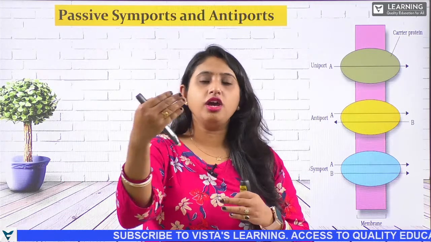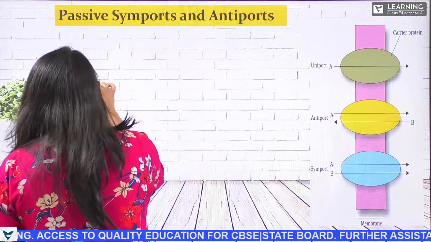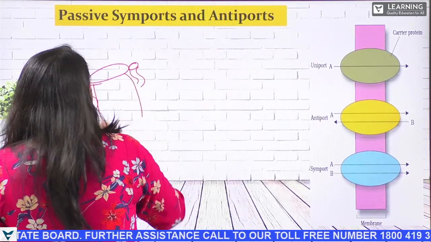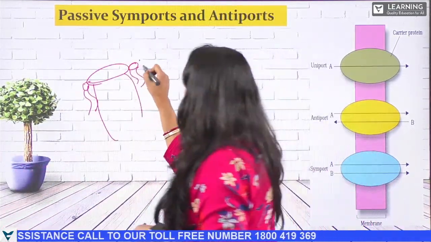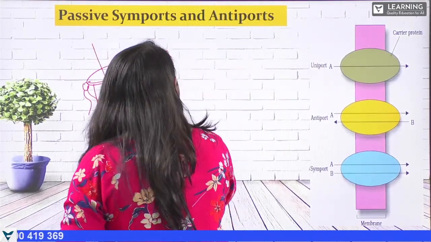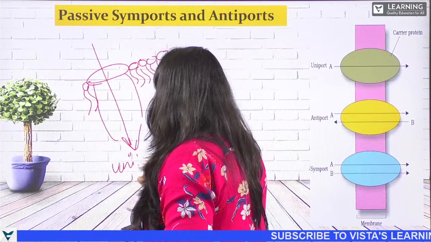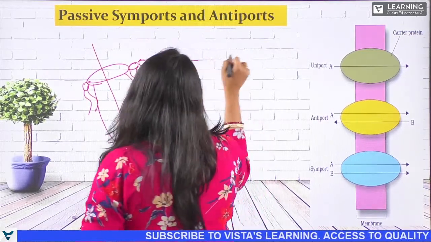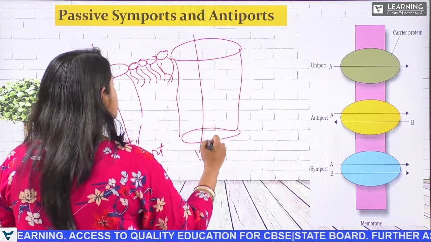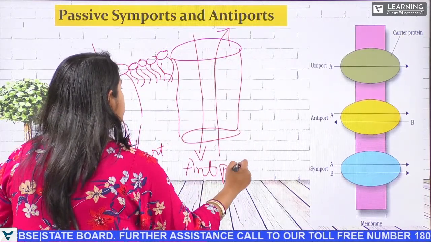Antiport means molecules are crossing in the opposite direction. Your friend is going this way, we are going the opposite way. That is antiport, right? So next, you see here, this is the plasma membrane, let's say. How are the molecules transported through the plasma membrane? If they are transported in a single direction, that is uniport, right? Next, if the molecules are transported through the plasma membrane in the opposite direction, that is antiport.